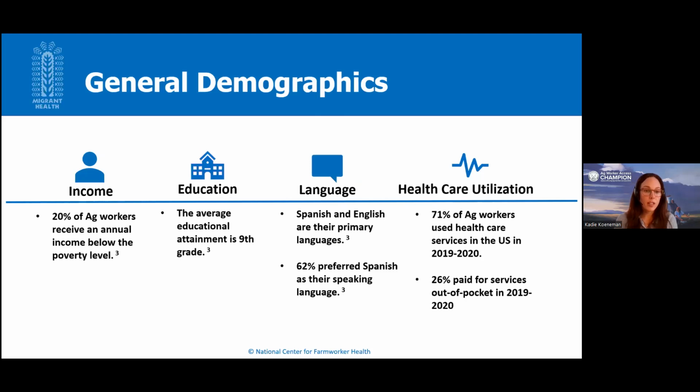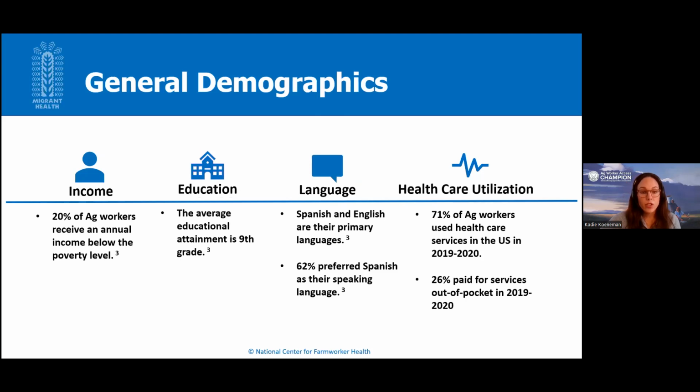Looking at some other key demographic information, 20% of agricultural workers earn below the poverty line, which is an annual income of less than $30,000. When it comes to education, the average educational attainment is ninth grade. 35% of agricultural workers report completing sixth grade or lower, and only 12% have completed some education beyond high school.